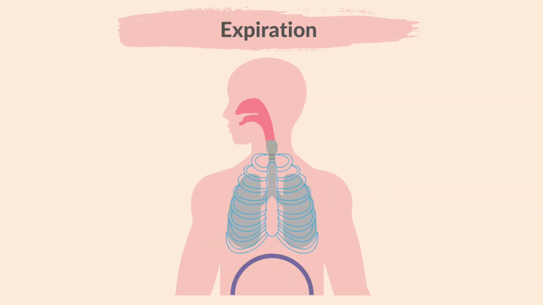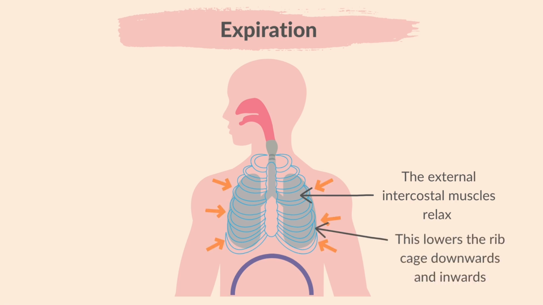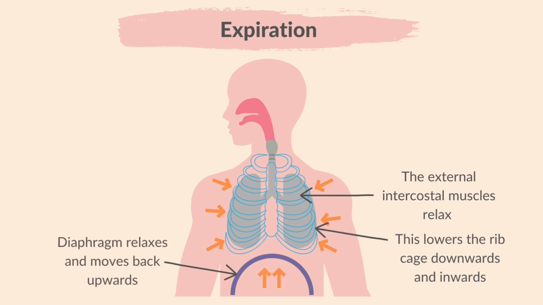In the case of expiration or exhalation, basically the opposite happens. This is the act of breathing out. The external intercostal muscles relax. This means that internal intercostal muscles contract. This lowers the rib cage downwards and inwards. The diaphragm relaxes and moves back upwards to its original dome shape.